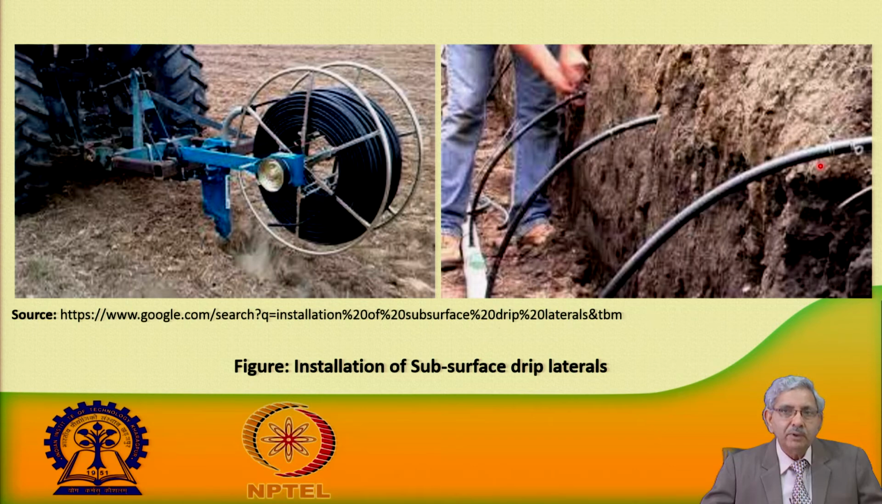After it is placed, one end of the subsurface lateral is connected with the submain pipeline. This is what you see, and this is the connection where it is being made. Depending on the root zone of the crop, accordingly the subsurface laterals are placed.